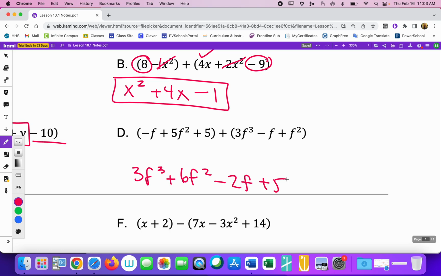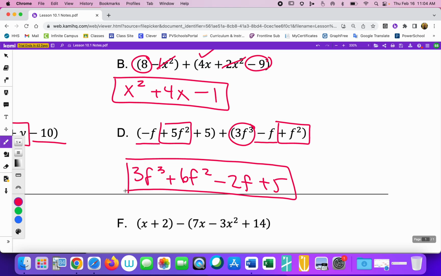Okay. So this one, the highest degree was 3, but it had no like terms. So the f cubed just goes first because it's highest degree. Since it has no like terms, but it's still highest degree, it goes first. Okay. Then we have f squareds. So we have 5 plus 1 is 6. Now be careful in these, -1f and -1f is a -2f. And then the 5 is by its lonesome and that goes on the end.